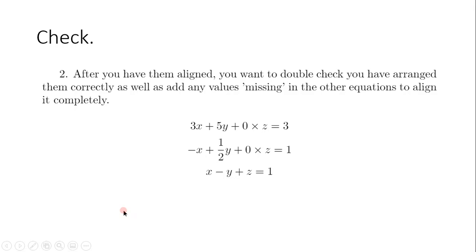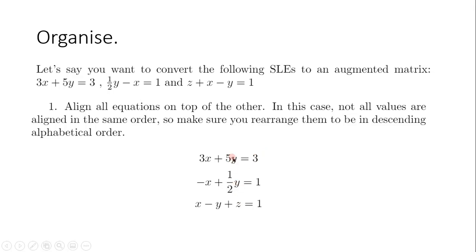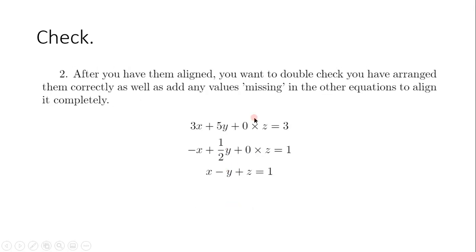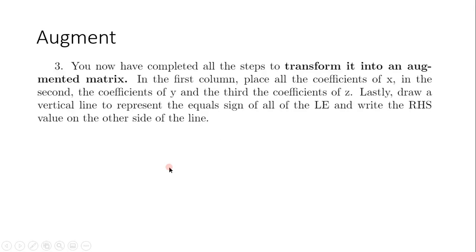Like this. Next thing you want to do is check. Check that you have copied it correctly, and also to fill in any missing values. So these 2 equations don't have a z value, but this one does. So just put in 0 times z. Lastly, you want to augment.